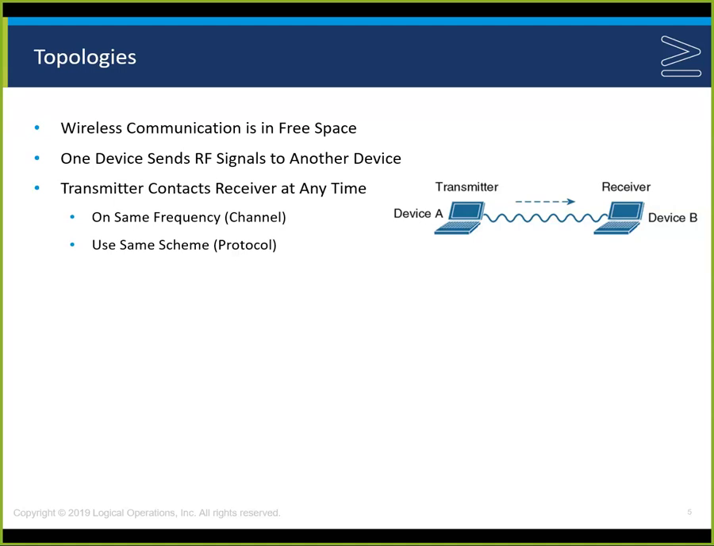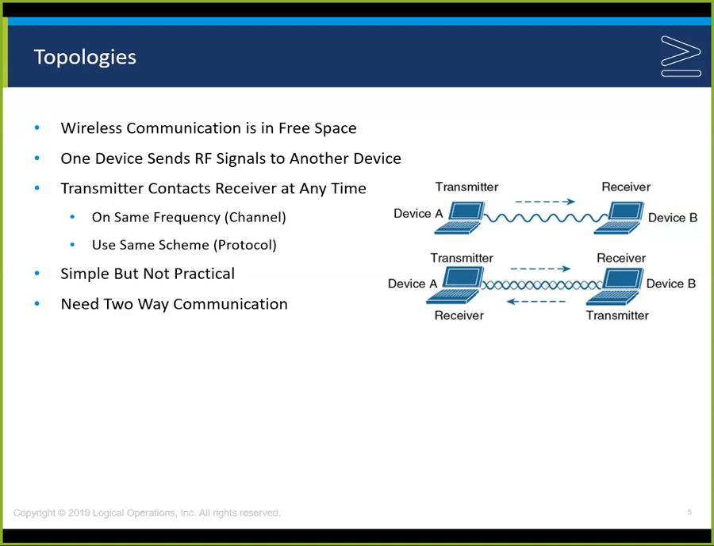They've got to be on the same frequency. They have to use the same scheme. They've got to use the same protocol. We have to do lots of configuration in order to have these devices talk to each other. This is simple, but not practical because we only have two devices. And we would call this, and we'll come back to this later, an ad hoc network, when we want to just set these two devices up.